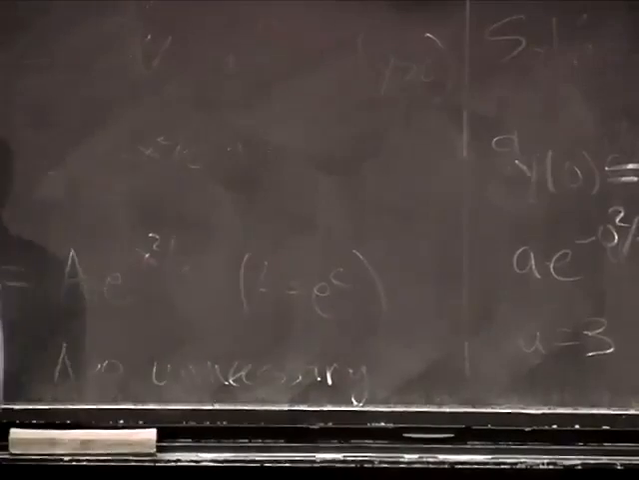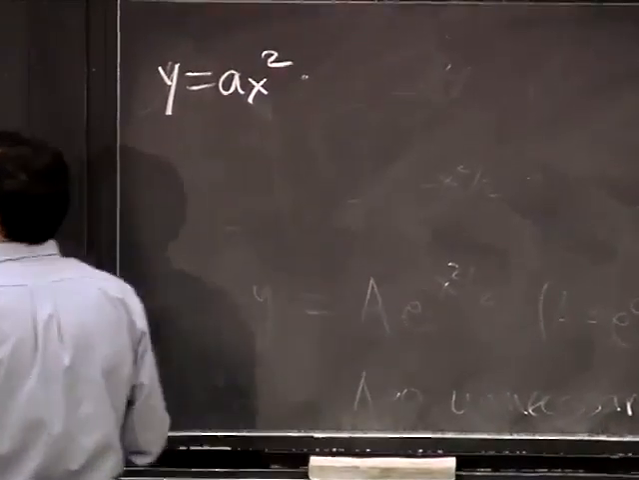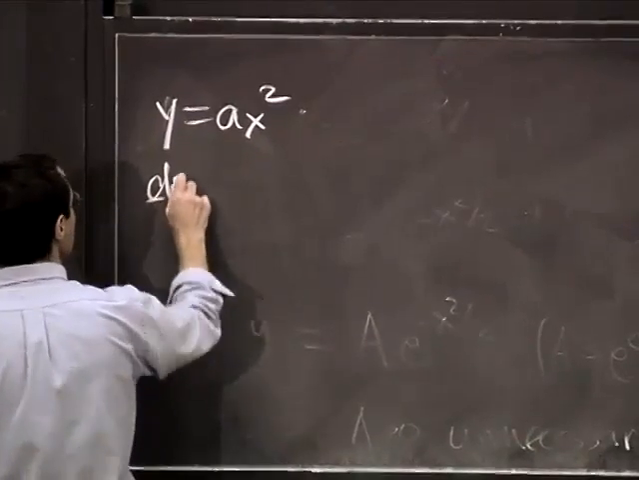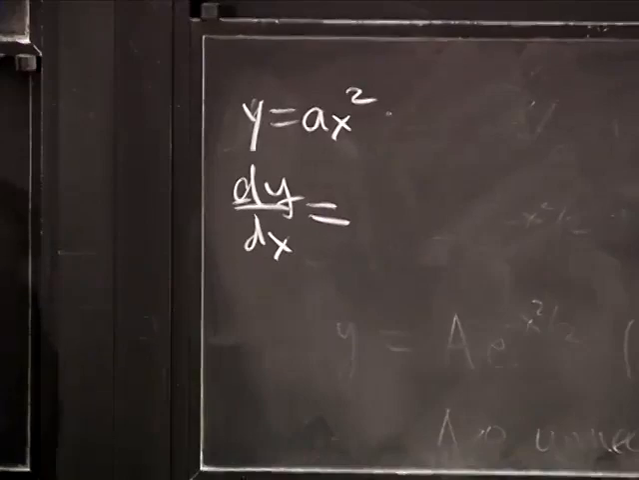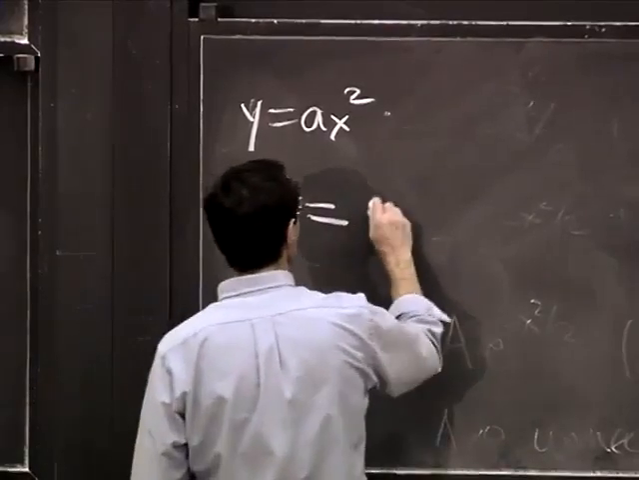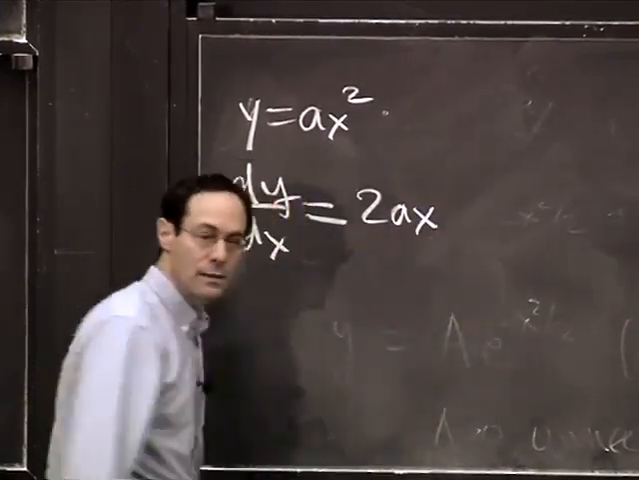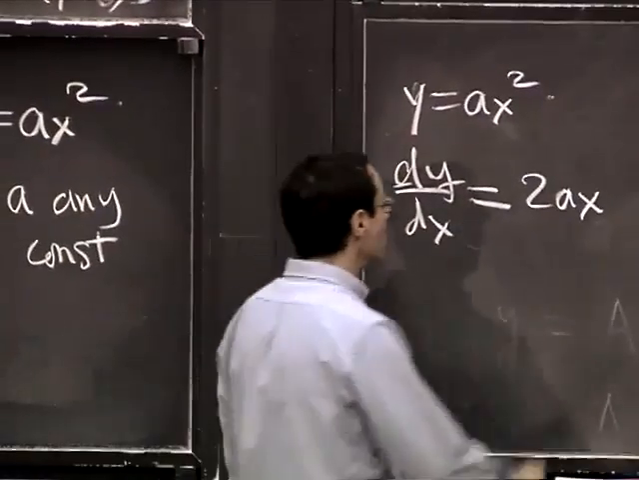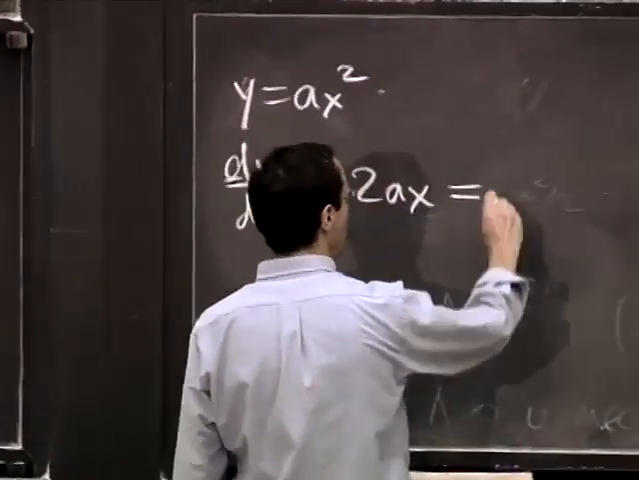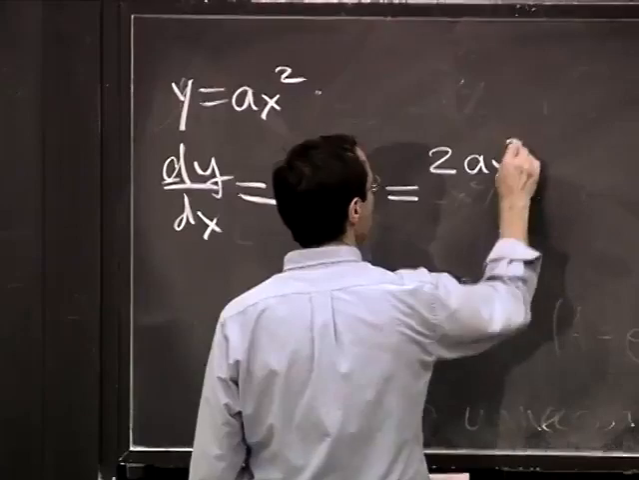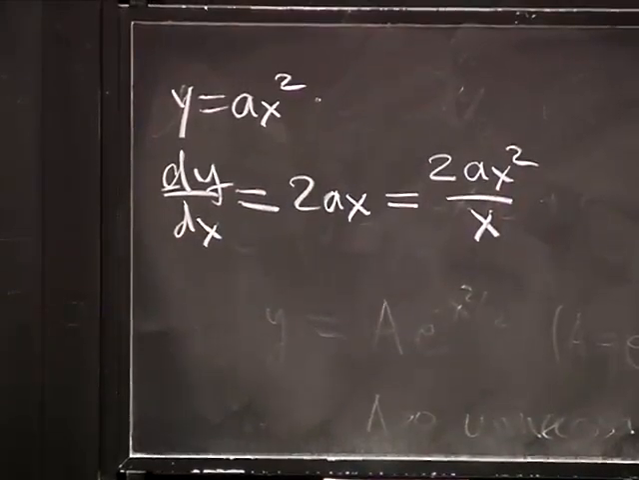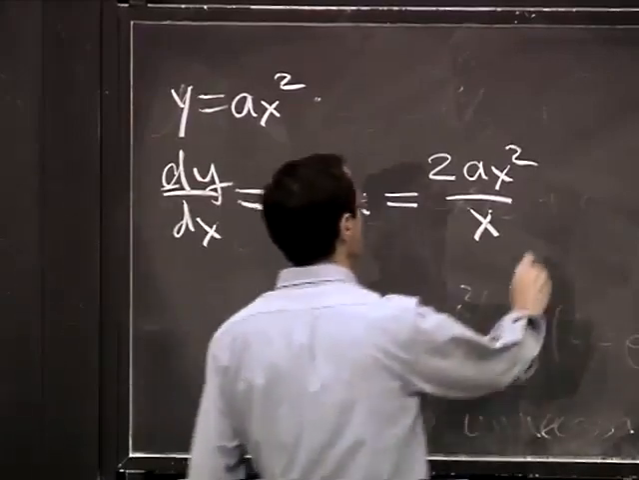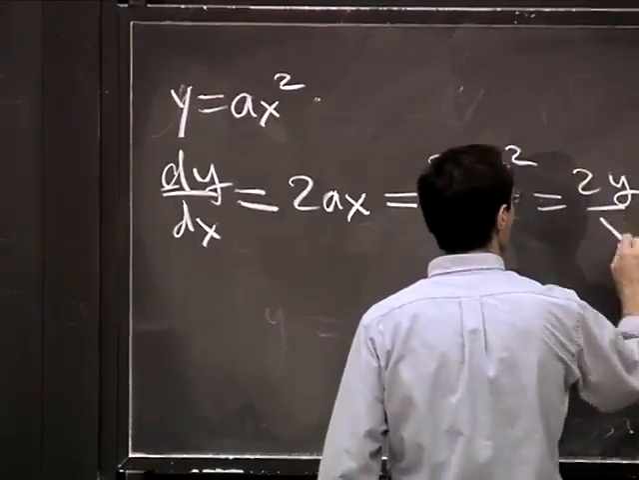In this case, we have y equals a x squared, and we want to compute dy dx to make sure that it satisfies the equation that I started out with. What I see here is that this is 2ax. Now I'm going to write this in a suggestive way: 2ax squared divided by x. And sure enough, this is 2y divided by x.